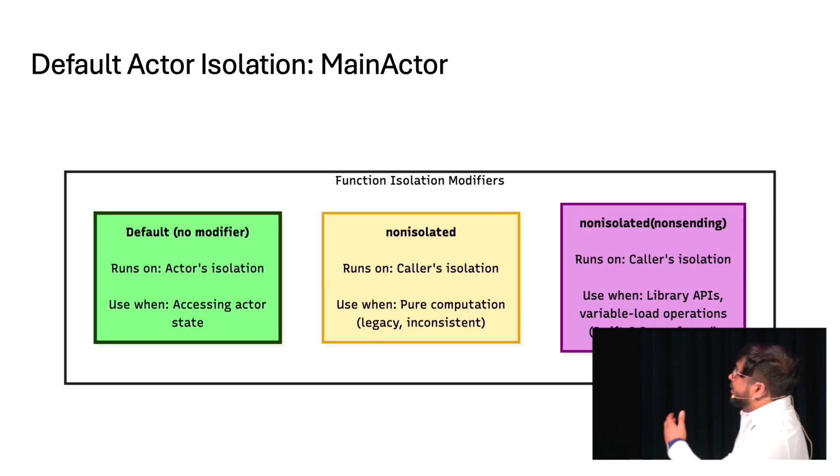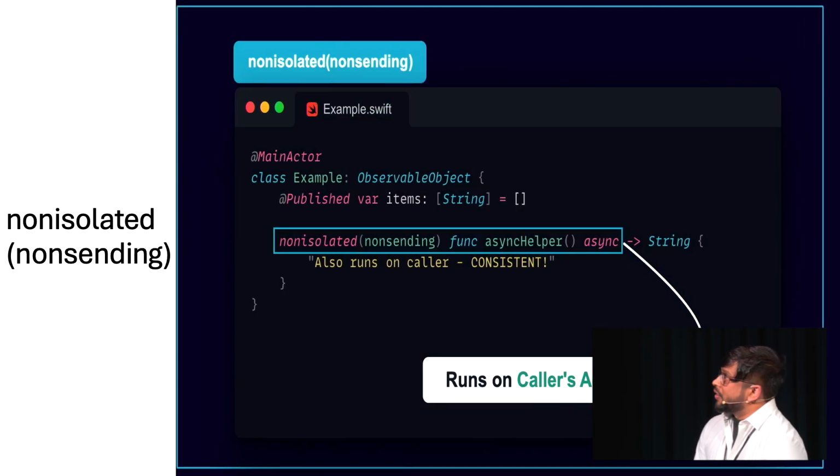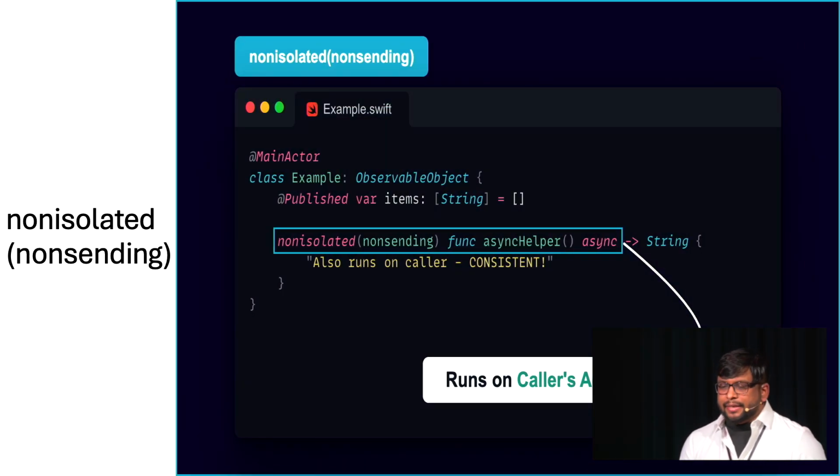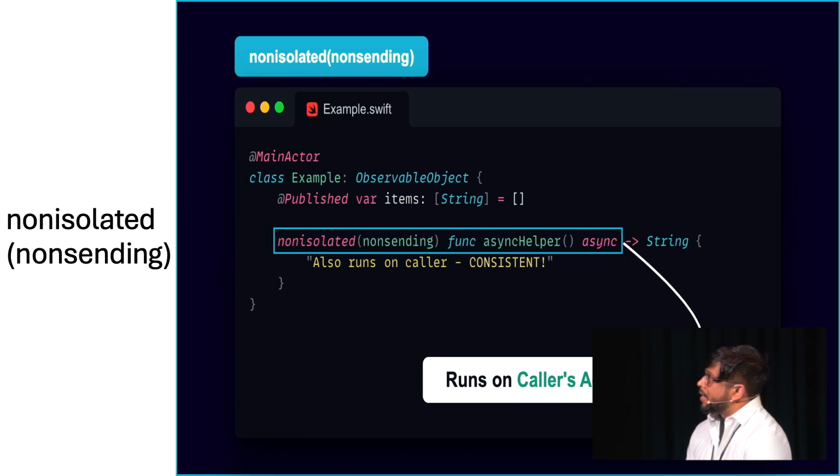We have nonisolated(nonsending), which runs on the caller's isolation. The keyword nonsending means I'm not sending across the isolation boundaries; I stay with the caller and run on the caller's isolation. Sending would mean transferring across the isolation boundaries. Nonsending, not crossing the boundaries, can be used for non-Sendable types. Unlike nonisolated, you can use it for async here.